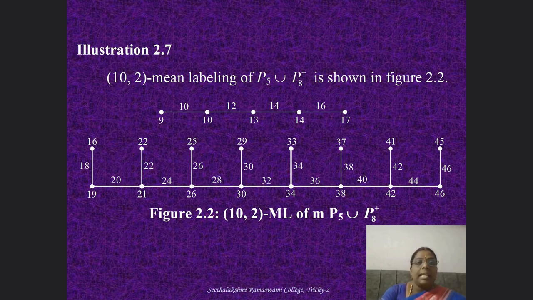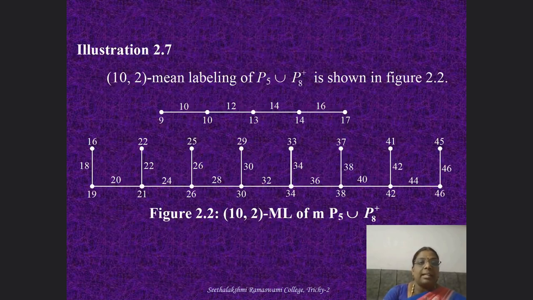Then the induced edge labels are, starting from 10, so we have the k value as 10 and the d value as 2. Starting from 10, we have the edge labels at a distance 2 apart: 10, 12, 14, 16, 18, 20 up to 46. So 46 is nothing but the value k plus (q minus 1) into d.